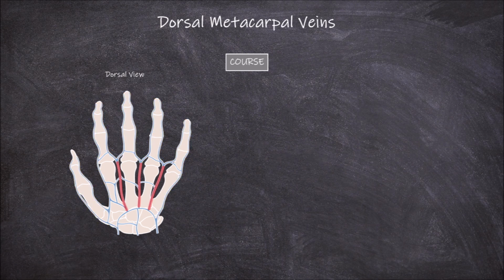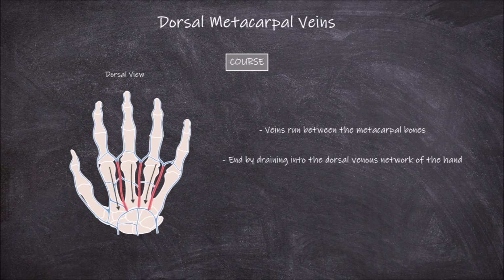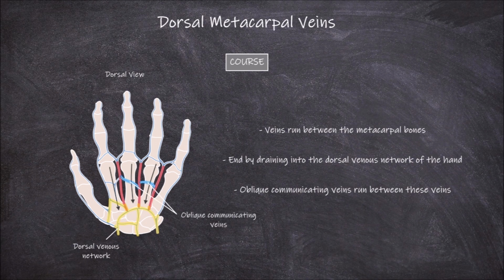What are the courses of these veins? These veins run proximally up the hands between the metacarpal bones. These veins end by draining into the dorsal venous network of the hand. The dorsal venous network can be seen here highlighted in yellow. In addition, oblique communicating veins run between these veins. These oblique veins can be seen here highlighted in blue.